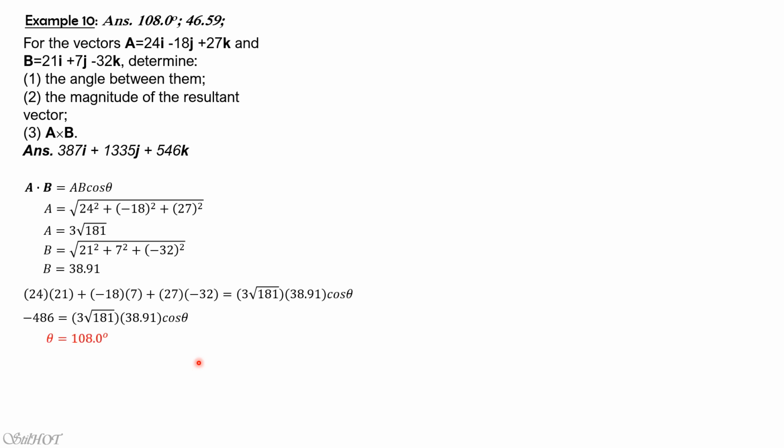So theta is 108.0 degrees. That's the answer to the angle between the two vectors. Next, the magnitude of the resultant force. A plus B, the resultant, is simply 24 plus 21, 45 i, negative 18 plus 7, negative 11 j, 27 plus negative 32, negative 5 k. The magnitude of the resultant is the square root of 45 squared plus negative 11 squared plus negative 5 squared. Solving, the magnitude of the resultant is equal to 46.59 units.